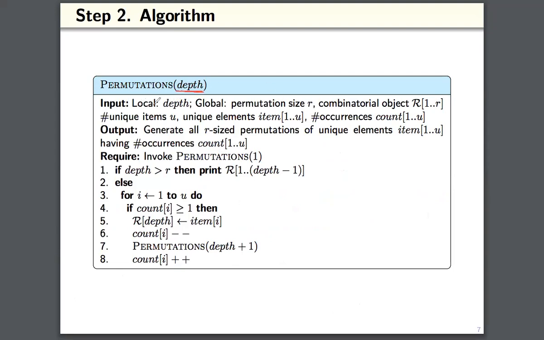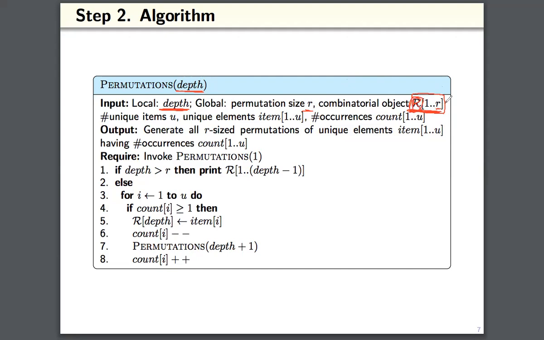Permutations of depth. So this is the local variable depth, and others are global variables. I didn't add all these variables because it can be confusing. Hence, all these are global variables. R is a global variable. Combinatorial object R of 1 to R. So what do you mean by this? You're generating all R permutations. R permutations are of size R, and we call that variable R.